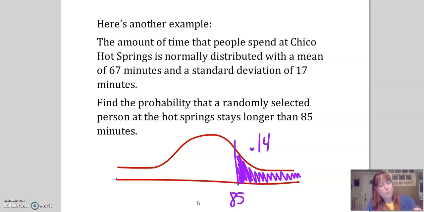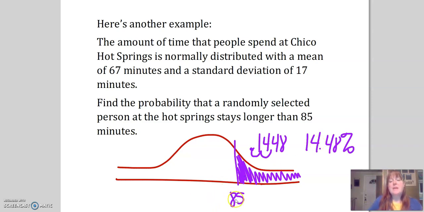It was 0.1448, right? And then remember, this is a percent, so we're just going to move the decimal place. So this is actually 14.48% of people spend 85 minutes or more at the hot springs, because 14% of the people in this distribution are going to be in this purple area above 85.